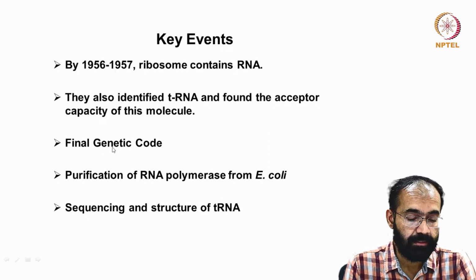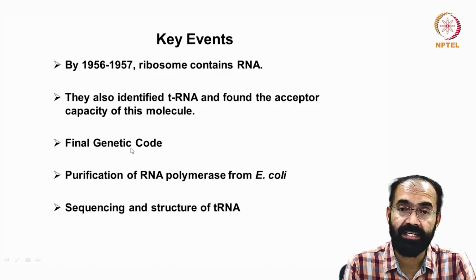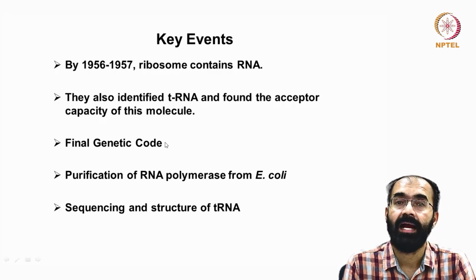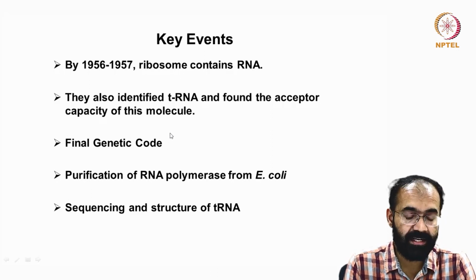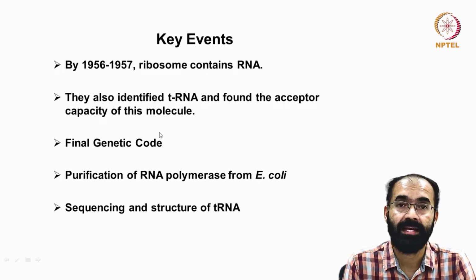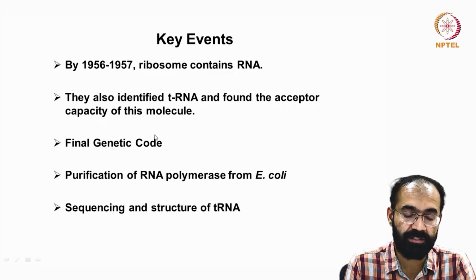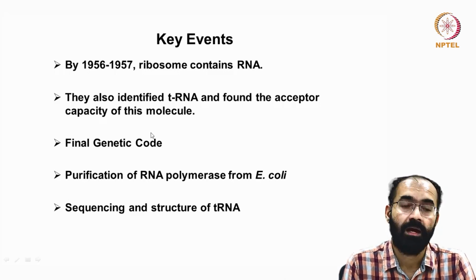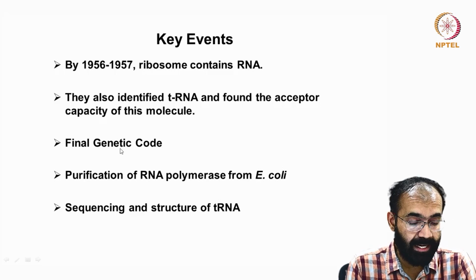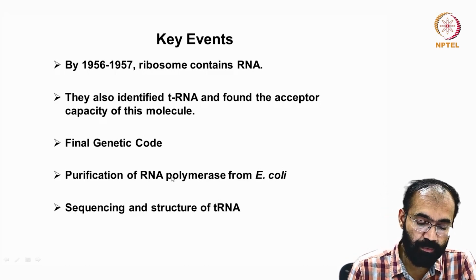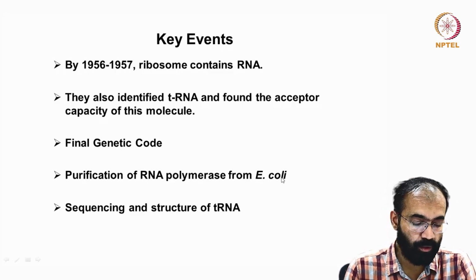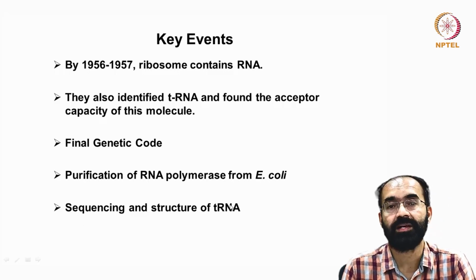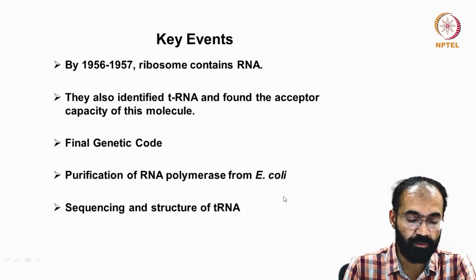And much later, the genetic code was discovered, and one of the Indian scientists was very instrumental, and he received the Nobel Prize for the discovery of the genetic code. His name is Hargobind Khurana. Purification of RNA polymerase from E. coli happened later on, and the sequencing and structure of transfer RNA also happened in subsequent years.